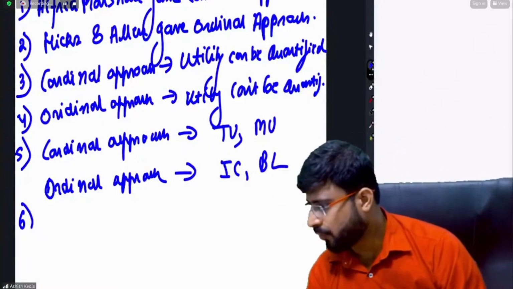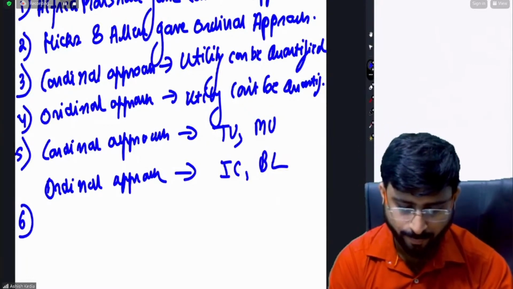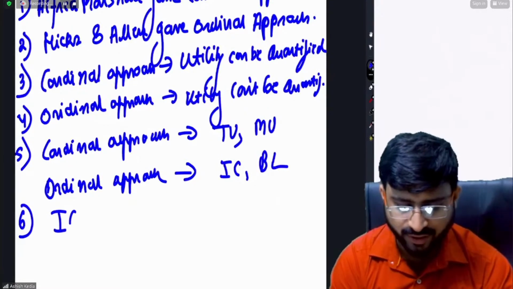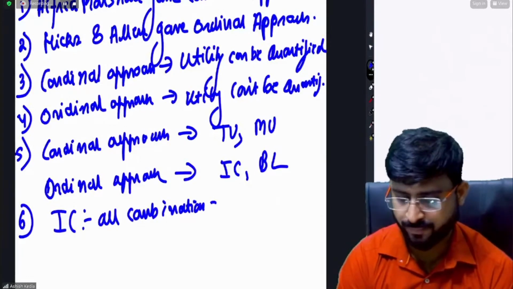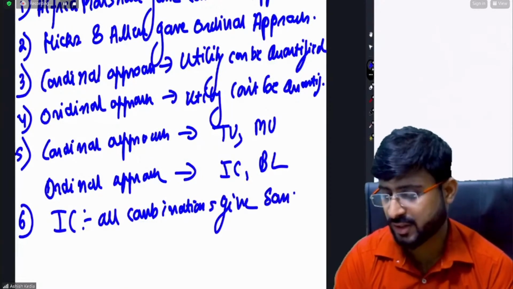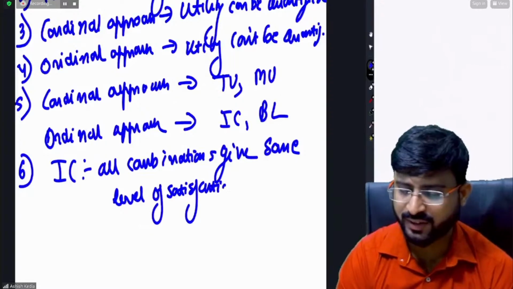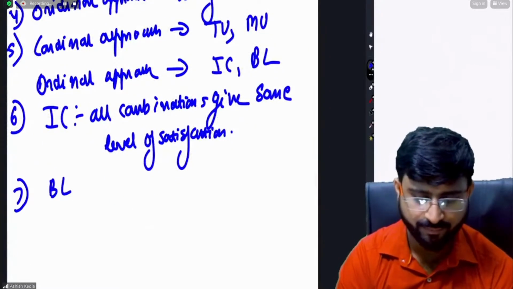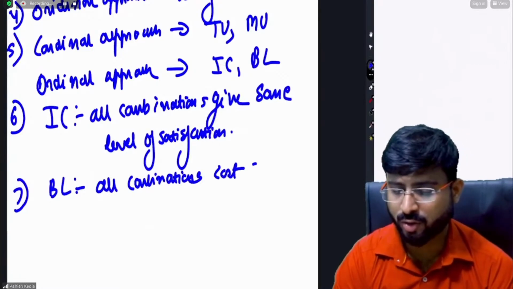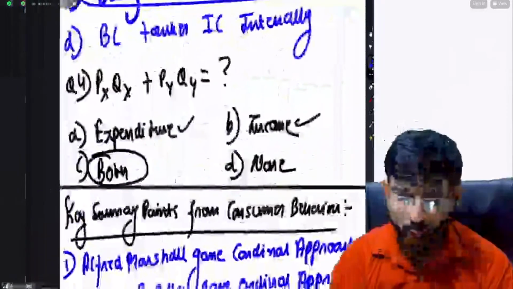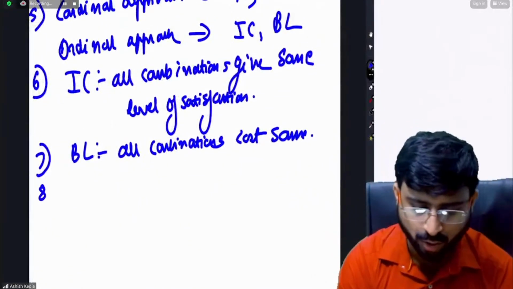And number six, moving on to number six, everyone. In indifference curve, all combinations give same level of satisfaction. In budget line, all combinations cost the same. And remember, it is both because your budget and expenditure are the same. So yes, it is both. Budget line, all combinations cost the same.